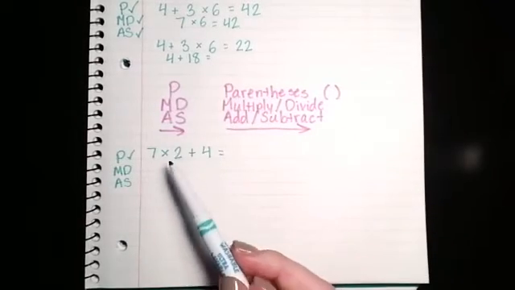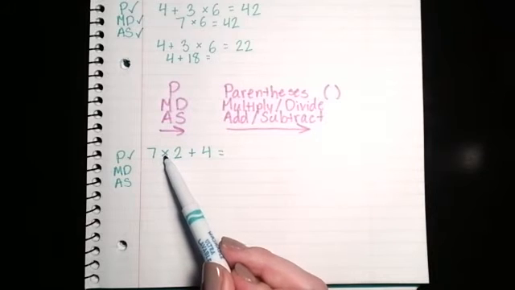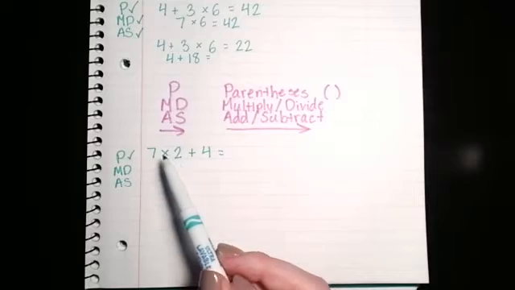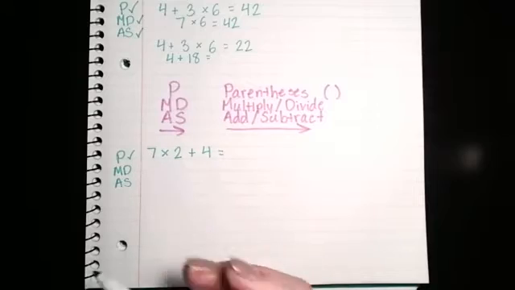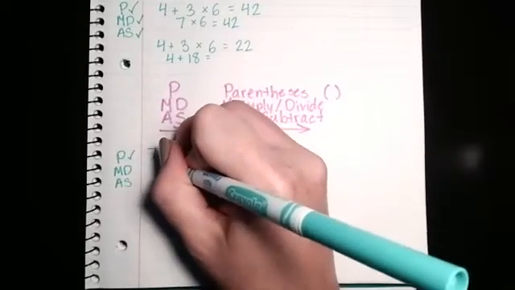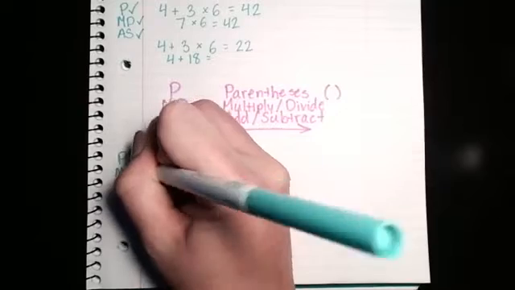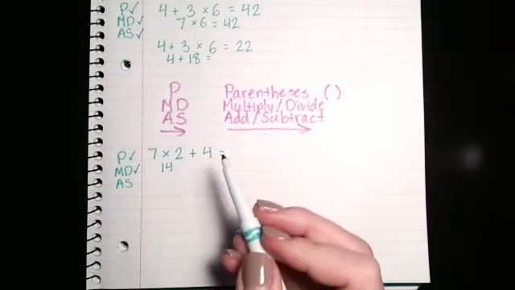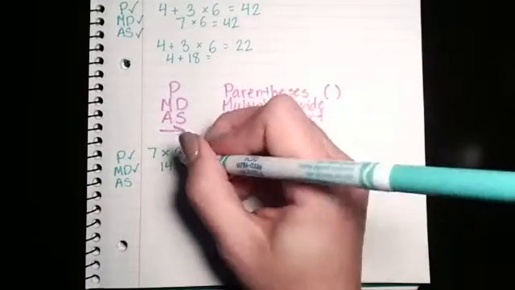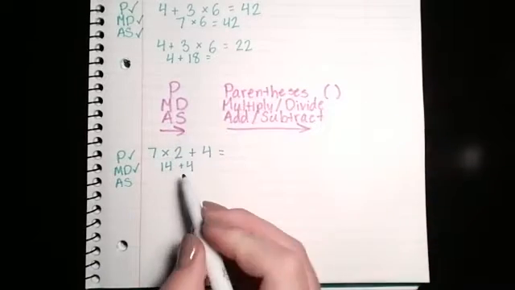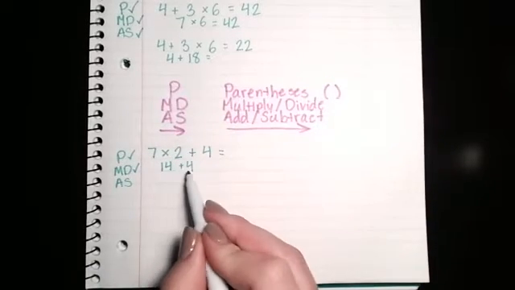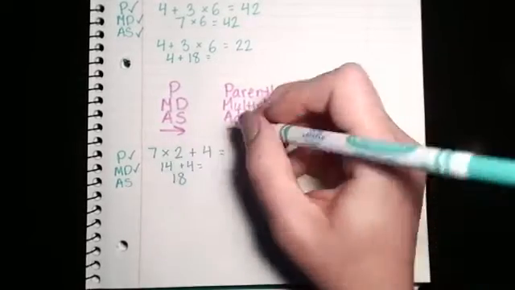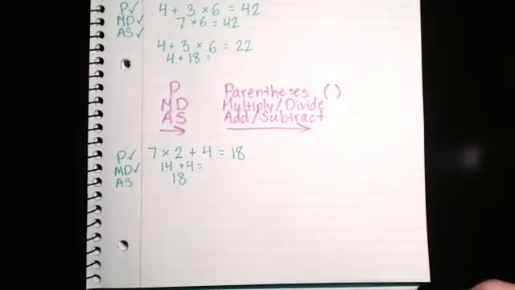Next, multiplication and division. All right, I see multiplication right here, 7 times 2. I don't see any division or anything else over here, so I'm going to do 7 times 2 first. I know that equals 14. I'm going to check that off. And then my AS, okay, add and subtract. All right, I have plus 4, so I'm going to drop that down. And I'm going to finish this up by doing this addition. 14 plus 4, that equals 18. So my final answer here is going to be 18.